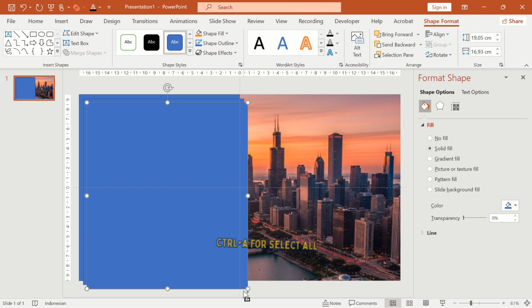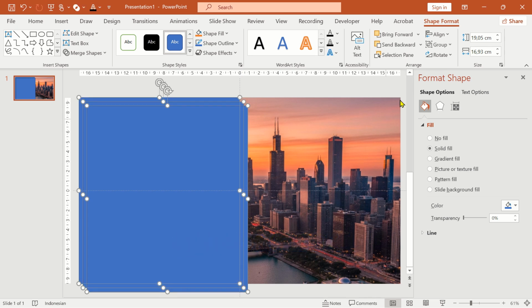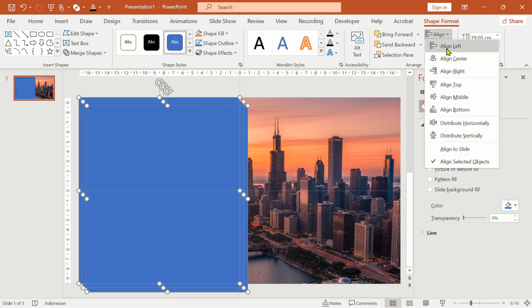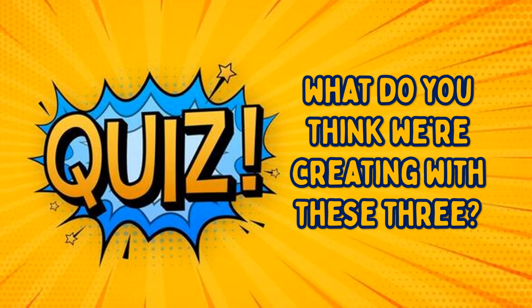Then, let's get them perfectly stacked. Hit Ctrl+A to select them all, then click Align Left, and Align Top. Now, pop quiz. What do you think we're creating with these 3? Drop your guesses in the comments below.